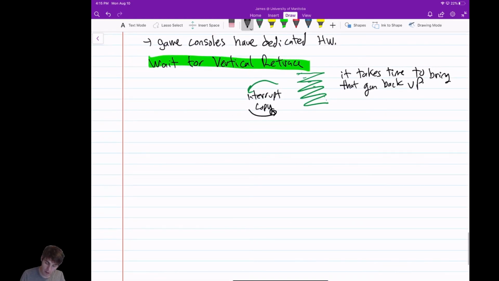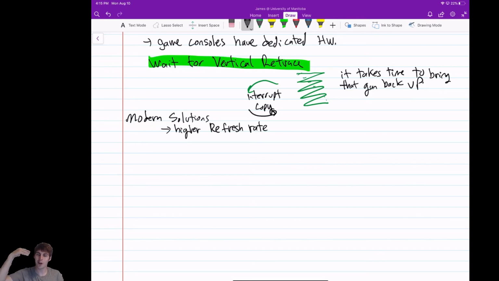Of course, this only works with those old screens. There are some modern solutions, but they haven't standardized yet that I'm familiar with. Feel free to correct me, these things are moving quickly. One way is to have a higher refresh rate. If instead of 60 frames a second I'm going to 120, the tearing you see on the screen is less, so you notice it less and you have less chance of encountering it.